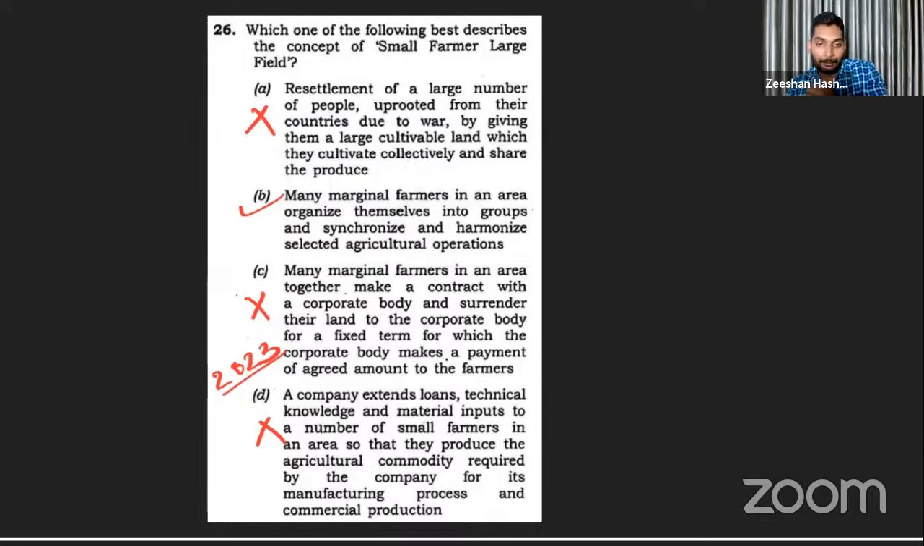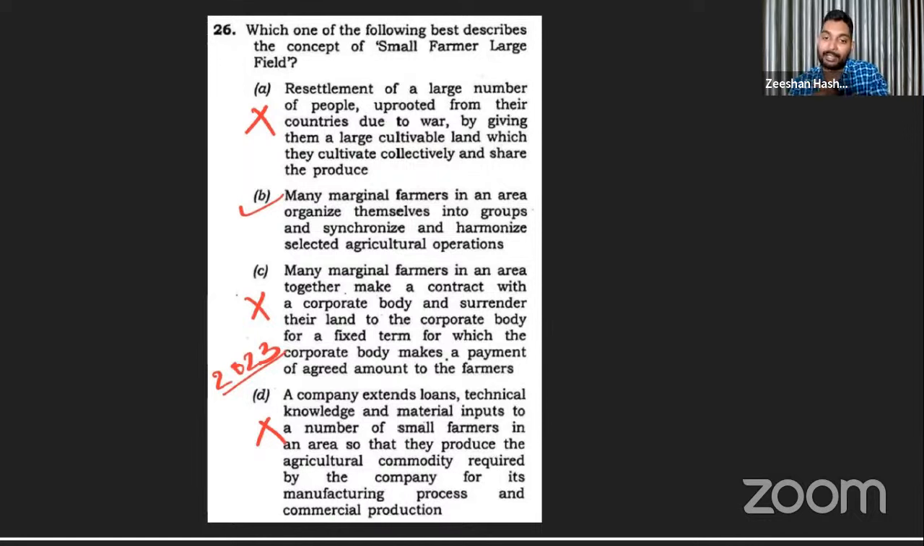Many marginal farmers in an area together make a contract with a corporate body and surrender their land. I'm emphasizing surrender their land to the corporate body for a fixed term and so on. So option C is a regressive statement. When you look at the trend of PYQs, regressive statements are generally wrong.